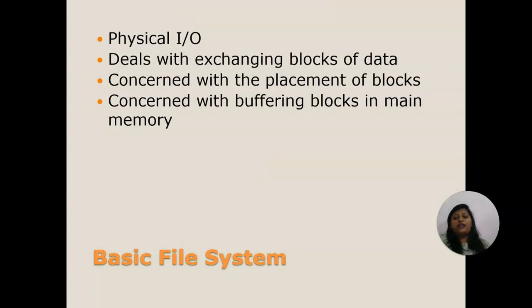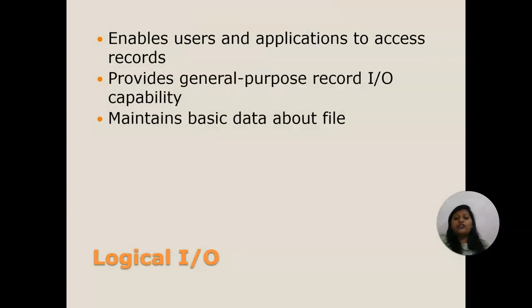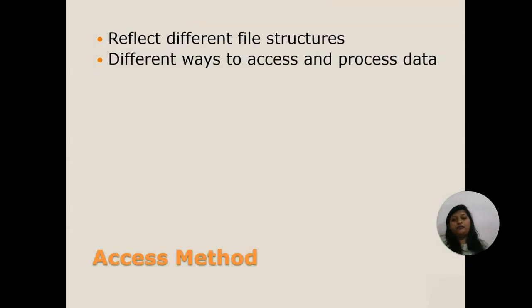The next one is basic file system. It is a physical I/O. It deals with exchanging blocks of data, is concerned with the placement of blocks, and with buffering blocks in main memory. Then logical I/O enables users and applications to access records, provides general purpose record I/O capability, and maintains basic data about the file. Then access methods reflect different file structures. There are different ways to access and process data.